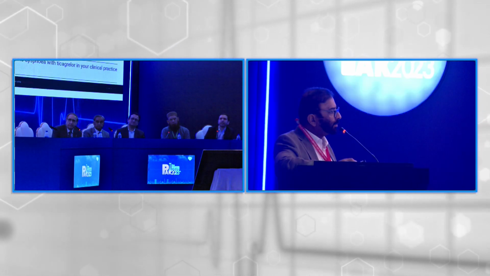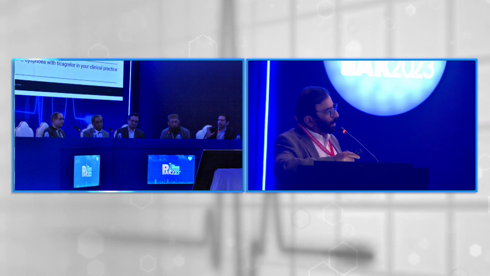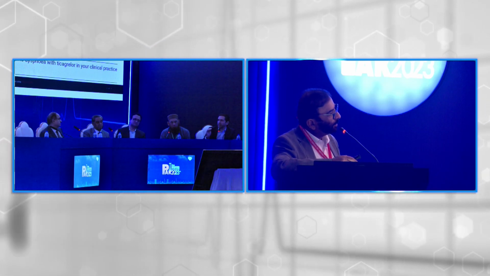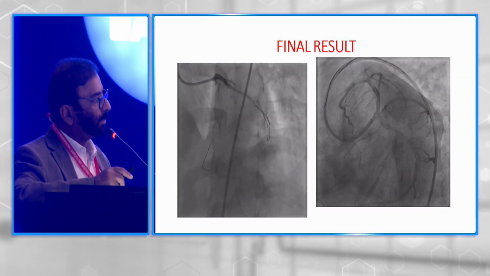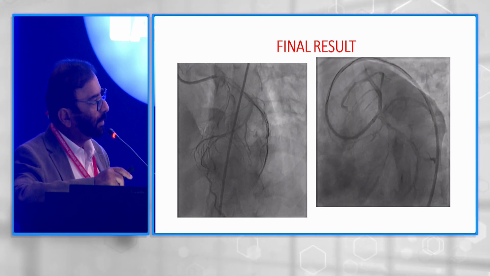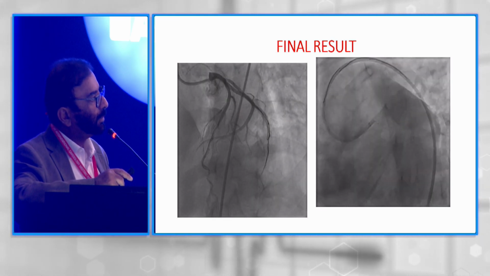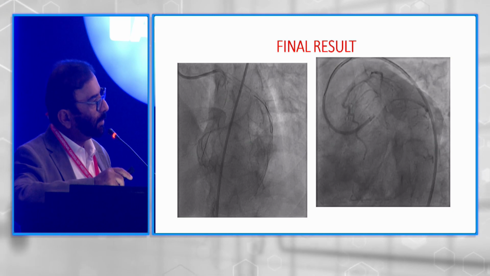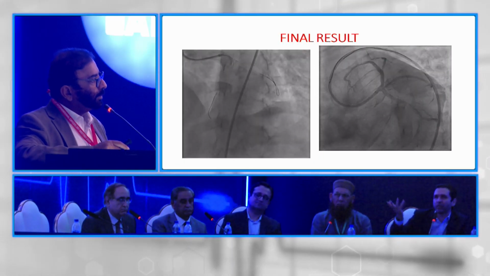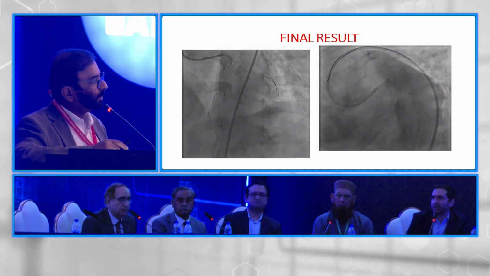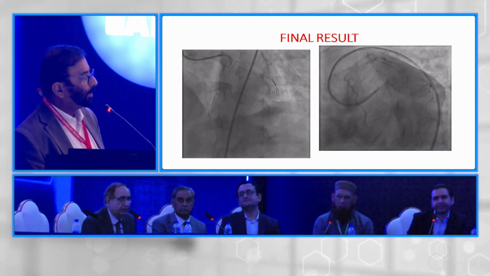FFR could have been done. It's difficult to cross with an FFR wire, but in the studies that have been done, if you have more than 75% stenosis in a side branch, only 27% of those actually had a significant FFR. So most of them, if it's TIMI-3 flow, you leave them alone, you don't need to do anything. But ramus is a sizable vessel.